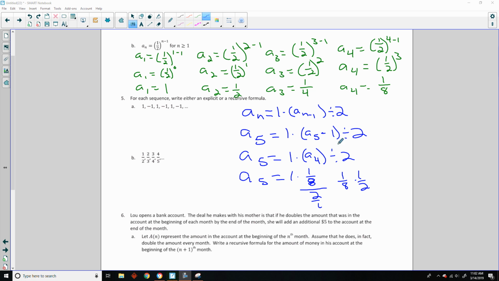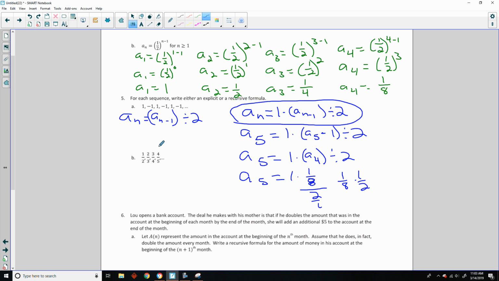Okay, so I just played around with this behind the scenes a little bit because these can be a little tricky sometimes. I wanted to include the first term, but that's not relevant because it's 1, and 1 times anything is 1. But this is what we could possibly have used. A sub n, any term, is equivalent to 1 times the previous term divided by 2. So I don't really need that 1 there. It would be a sub n equals the previous term, a sub n minus 1, divided by 2.